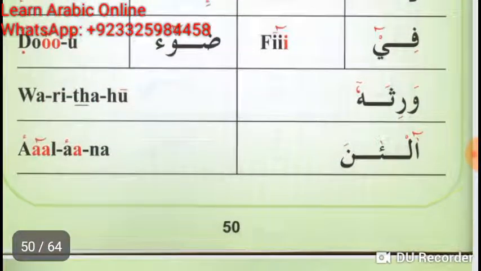Dama, wow, skun, big mada, hamza, dama. Okay. Wow, fata, ra, kasra, fa, fata, ha, inverted dama, small mada. Warithahu. Waras, warithahu.